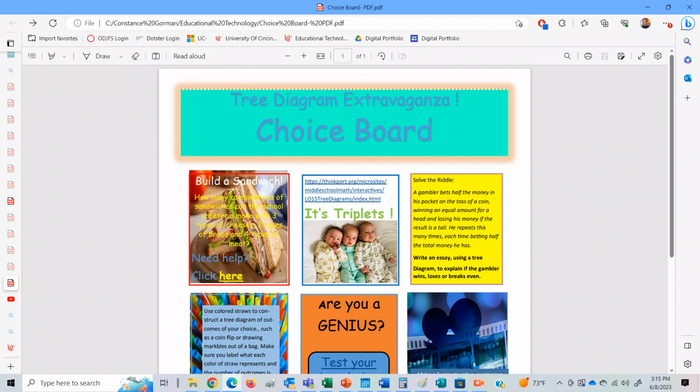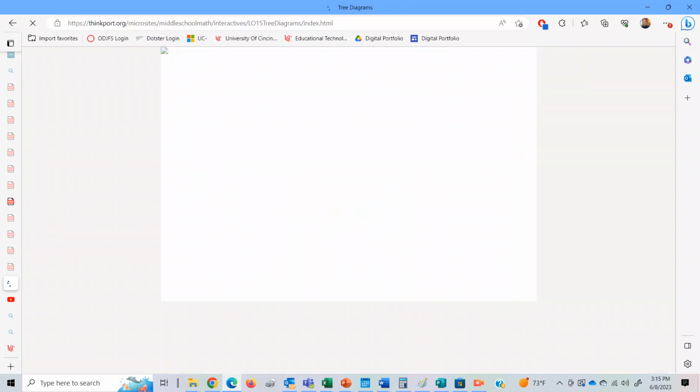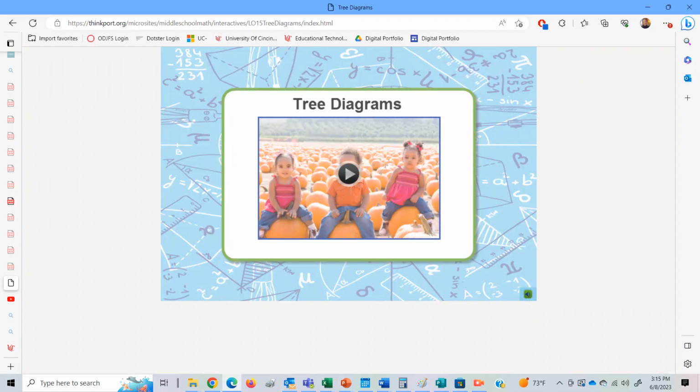The second choice is Triplets, and I selected this for the students that struggled somewhat with the tree diagram concept. So this choice is interactive, but it's pretty simple to understand. So I'll give you a little view of that.